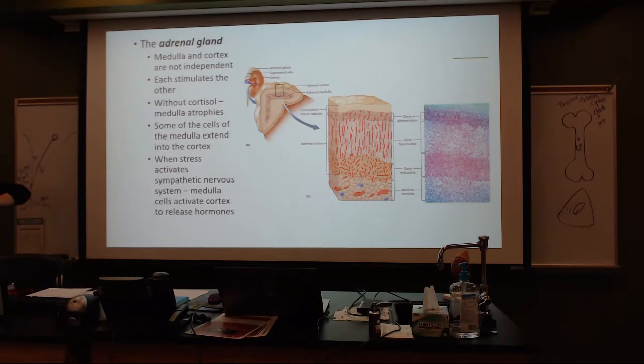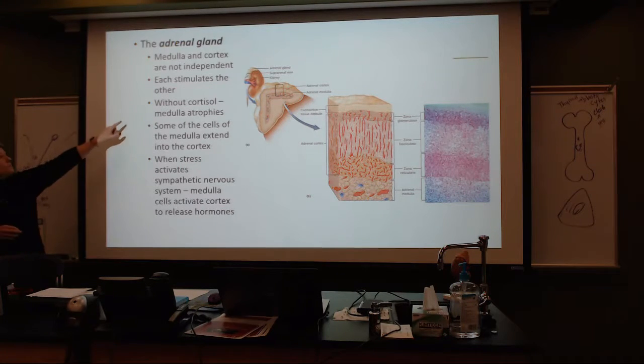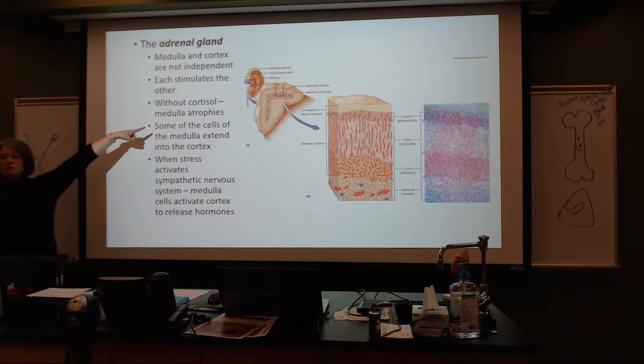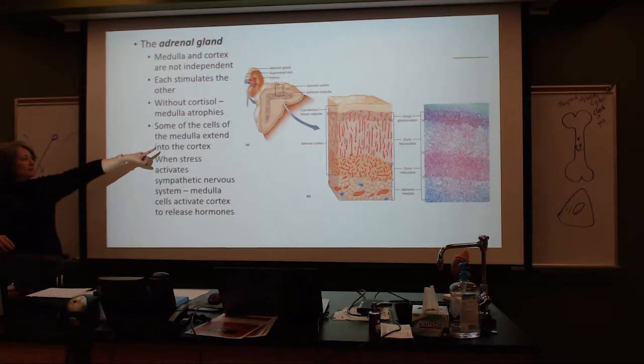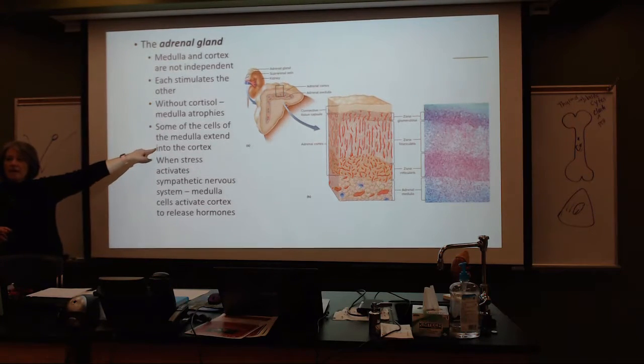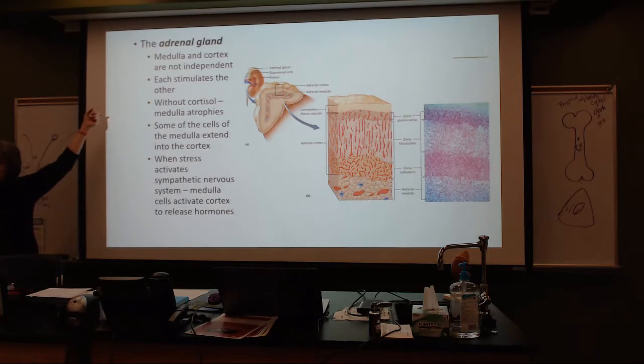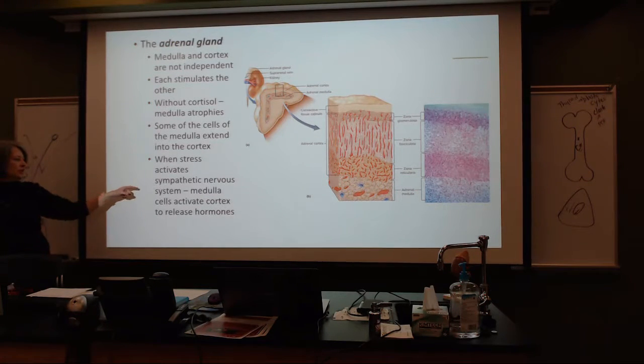Now, even though we're seeing the medulla portion being with the sympathetic division and the cortex being mostly with our endocrine system, they're not independent. They actually depend on each other, the two parts. Their cellular makeup is very different, but one stimulates the other. Without cortisol, the medulla would actually atrophy, which is not good. And some of the cells of the medulla actually extend into the cortex. So they're very dependent on each other.